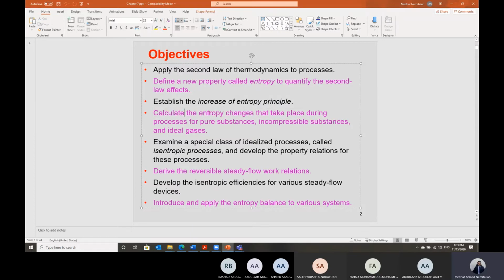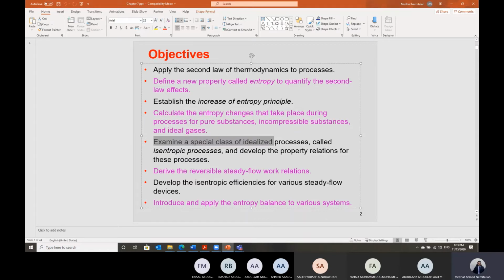First of all, we'll start to calculate the entropy change for any process, considering different working fluids. Considering pure substances, like steam or refrigerant, how we can calculate the change of entropy of any process. Also, we'll learn how to calculate the change of entropy in case of incompressible substances, solids or liquids, how we can calculate delta S, and also in case of ideal gases, how we can calculate the value of the entropy change delta S. This value of delta S we will use, inshallah, to calculate the value of the entropy generated within the system.